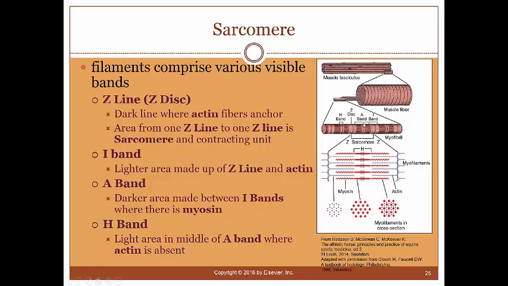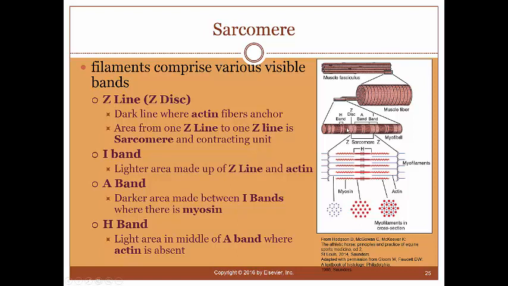A band is where we have myosin. When we look at the A band, inside the A band we have the H band. So in the A band and the H band, there are myosin fibers. The difference between the two is that the H band is a light area in the middle of the A band, and it's where there's an absence of actin fibers when the muscle is not contracted, when it's relaxed.